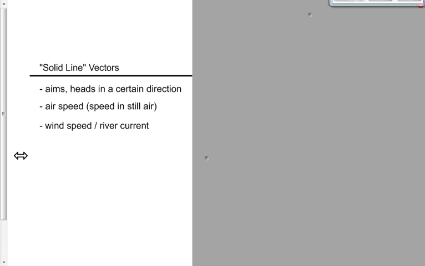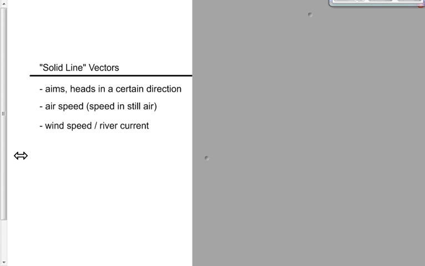Sometimes it's around 900 kilometers per hour. If the airspeed of this particular airplane is 800 kilometers per hour, then that means it might go 850 if there's a 50 kilometer per hour wind, or it might go 750 if there's a 50 kilometer per hour wind in the opposite direction. Airspeed simply means how fast it can go if there is no wind. And finally, we're going to make that a solid line vector.